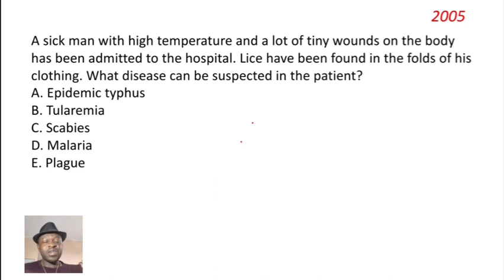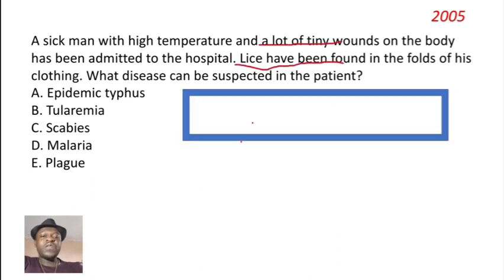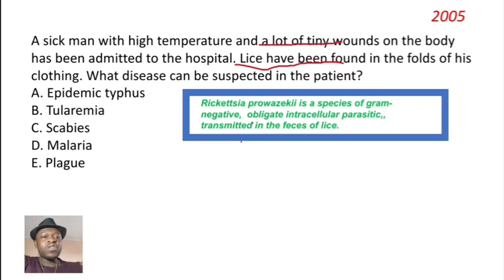Right, what is endemic typhus? The lice here, the body lice in this case, are carrying a specific kind of intracellular parasite called rickettsia. And in this case it is Rickettsia prowazekii, right? So Rickettsia prowazekii is a species of gram-negative obligate intracellular parasitic organisms that are transmitted in the feces of lice.